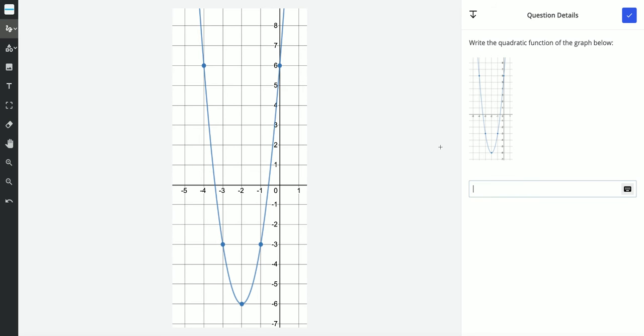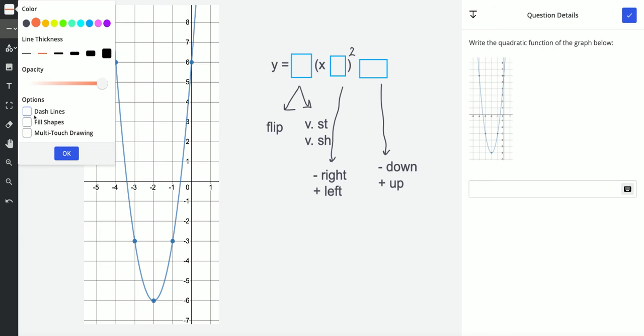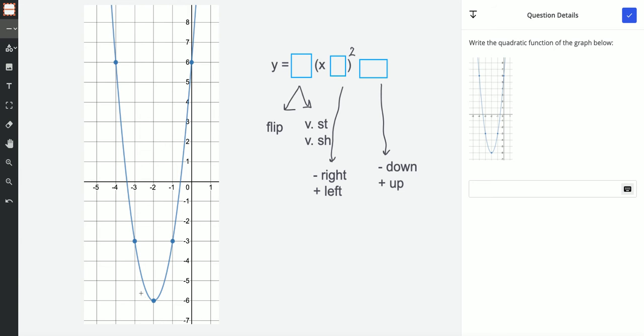My next one is very similar in that it gives me a graph and then asks me to write my equation. But now it's not descriptions as words, it is an actual graph. So I'm going to pause and kind of recall what we talked about in the last question. So the first thing that I'm going to do is go to the line feature and add my axes.